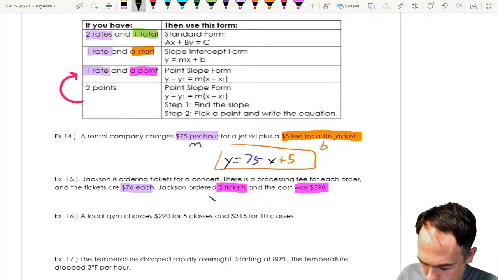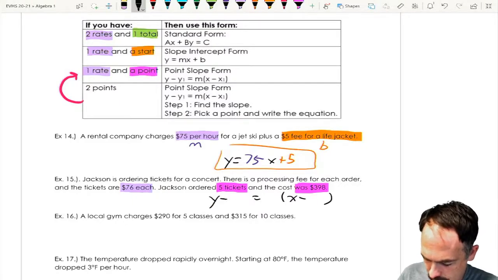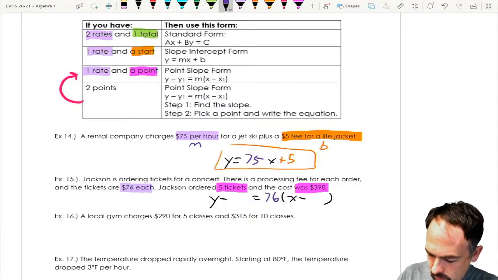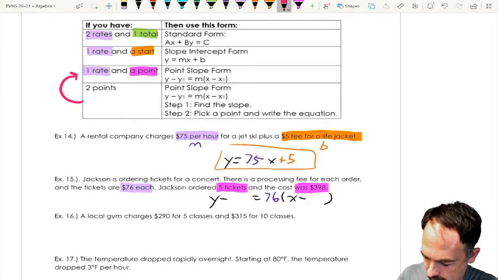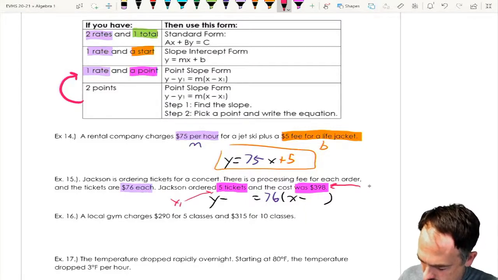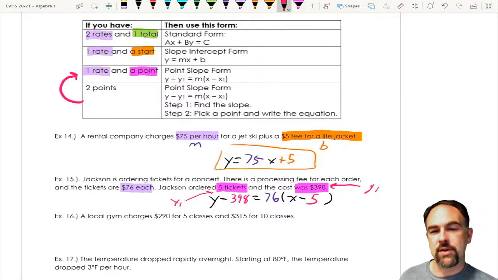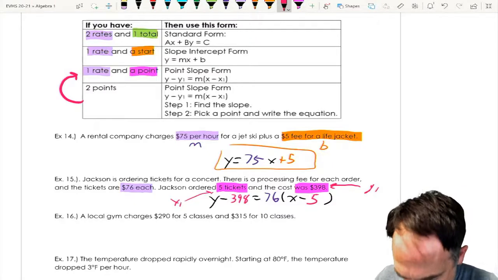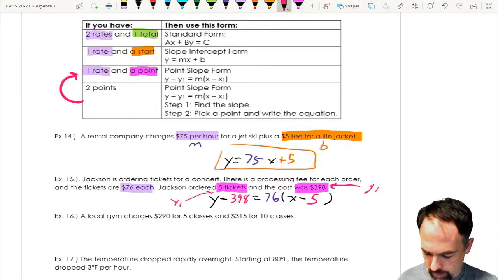So I've got y minus y1 equals m times x minus x1. Okay, so my m is $76. And now my point, I'm going to do that in pink. So here, this one is going to be my x1, and this is going to be my y1. So I've got y1 is $398, and then my x is 5. Okay, so that's what it's going to look like when we have a rate and a single point.